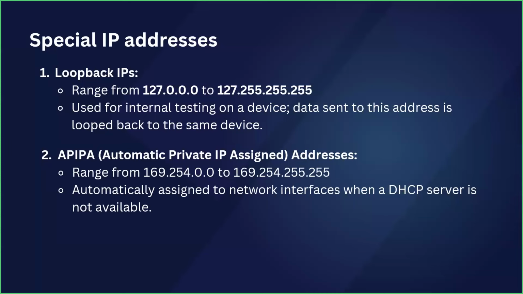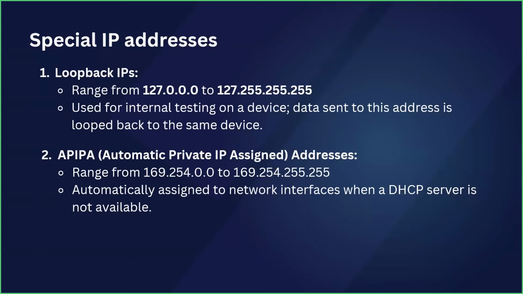First category is the loopback IP, ranging from 127.0.0.0 to 127.255.255.255. So this entire range of IPs is called loopback. They serve only one single purpose, to check if your system's NIC card is working properly or not. So they're the addresses allocated to your NIC card.